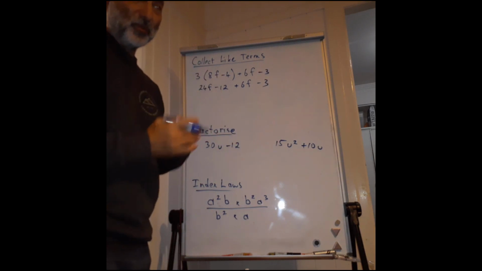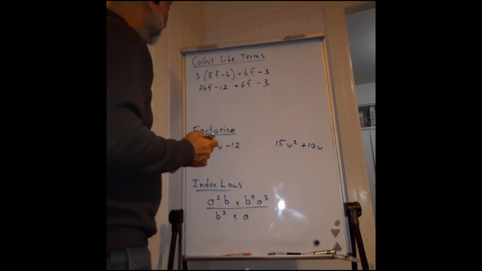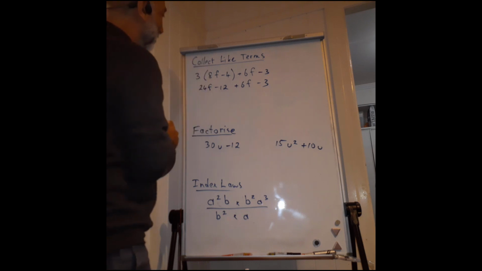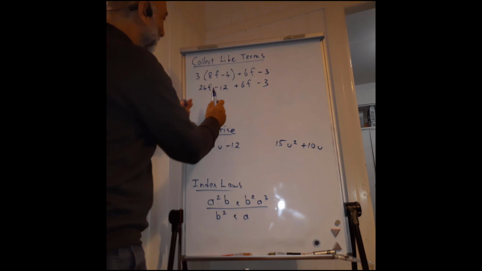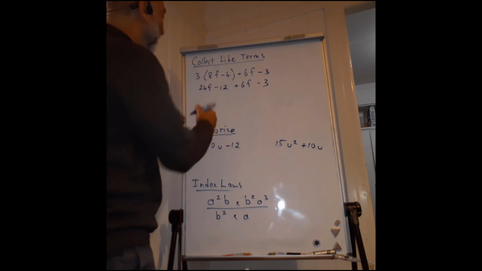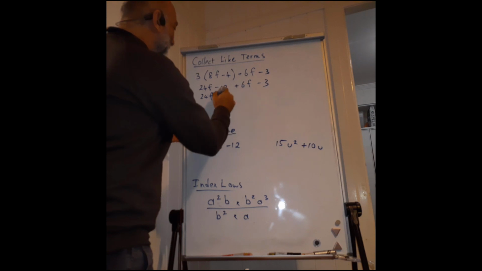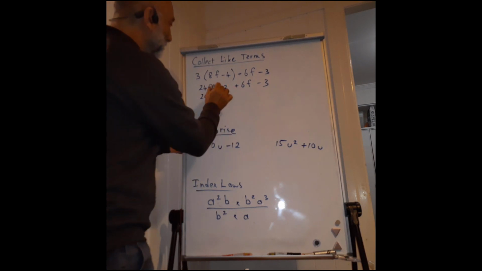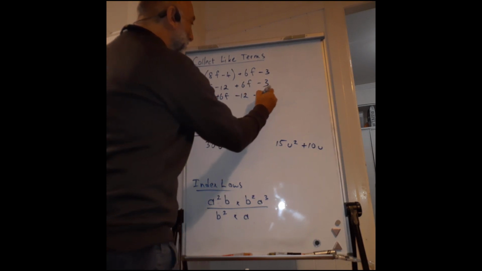Step through your problem in small steps. That allows you to go back and check for mistakes. Okay, so now we collect like terms. This is an f and this is an f. So let's put those together and we'll write them all out again. 24f, sorry, 24f, and it's a plus 6f. Okay, and this is a minus 12, and this is a minus 3.